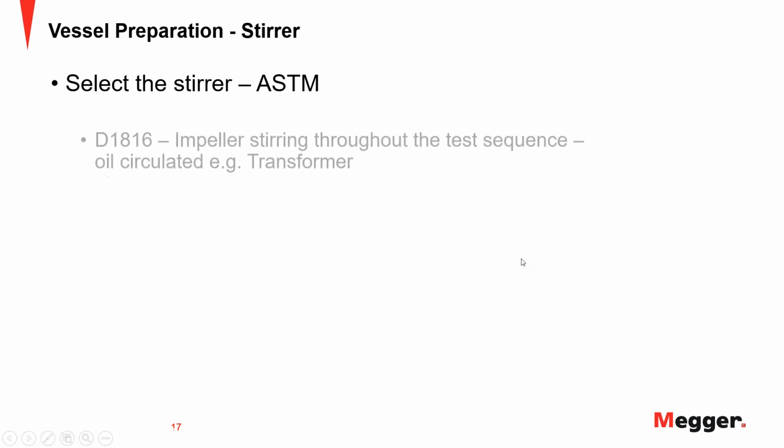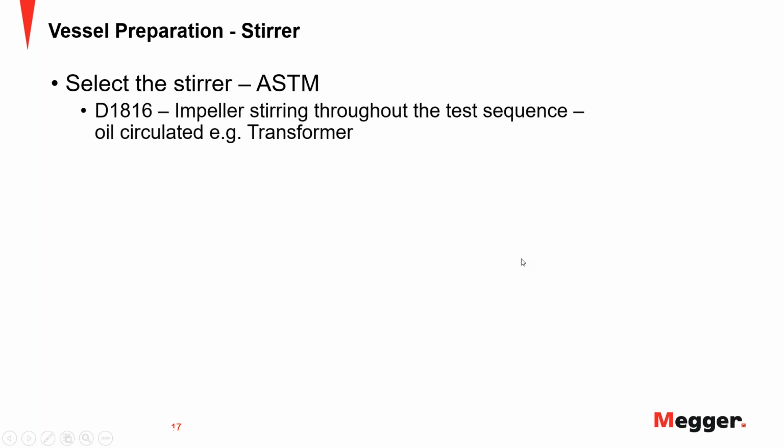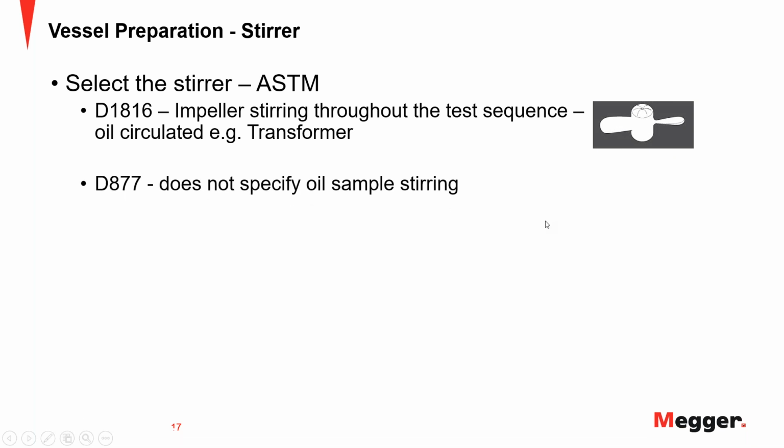So for ASTM, so 1816, the impeller is stirring throughout the test sequence. This is for 1816, and that's the impeller. 877 does not specify all sample stirring. So 1816 stirs throughout the test sequence. 877, there is no actual stirring in that.